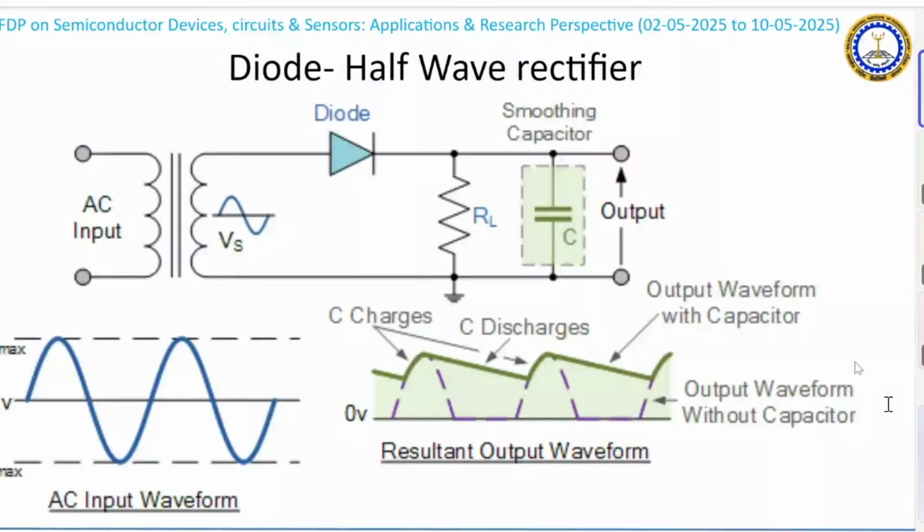So in this half-wave rectifier, I have used the actual diode with rectification. There is an AC input power supply, and this AC input power supply is coming to here. This is your VS, and this VS waveform is shown over here. It has minus Vmax and plus Vmax.